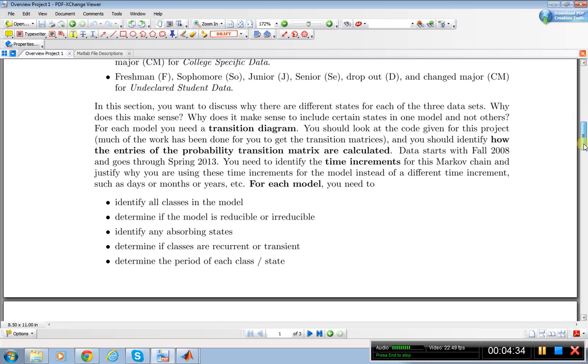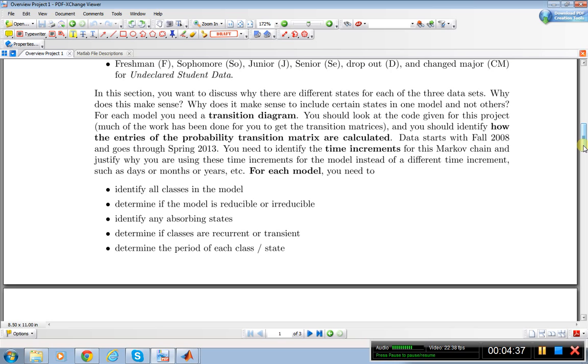So for each of these, you need to draw a transition diagram. I've given you code that actually finds probability transition matrices. You should be able to use those probability transition matrices that are outputted from this code to help you in forming this diagram. You should probably already be able to think about how this transition would go, but you may get something slightly different than what you would actually imagine once you look at these probability transition matrices.